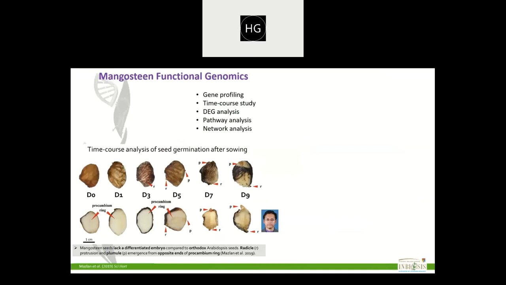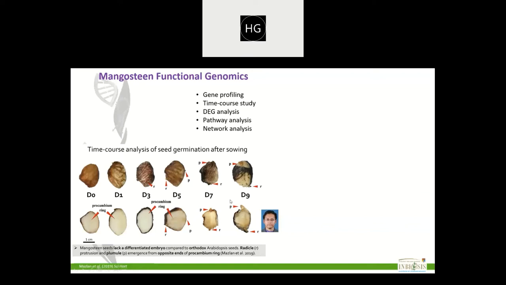And another interesting thing about mangosteen is its Garcinia-type germination. You notice that in the seed there is no embryo. Very, very unique, because normally a seed should contain an embryo. However, in Garcinia-type germination there is only a procambium ring present, and during germination, the radicle and the plumule, the shoot, come out from the opposite ends. Just like that. It's like in vivo organogenesis. Like tissue culture, it just straight away comes out as shoot without an embryo at all.